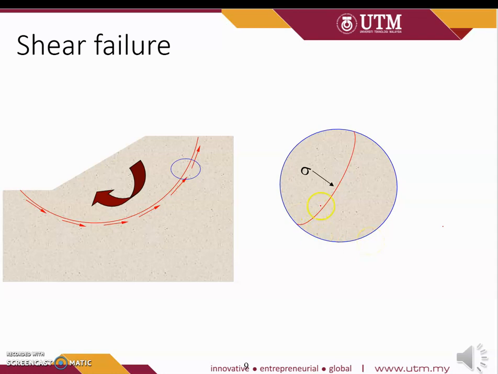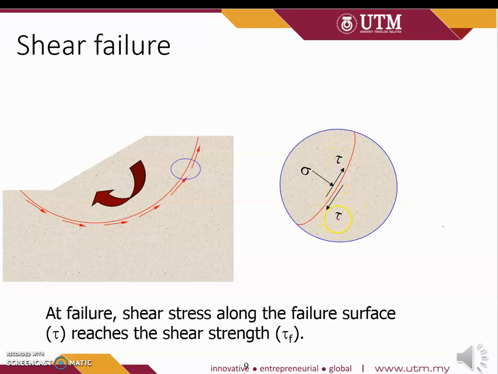At the failure line, we can still measure the normal stress, and we can have a tau mobilized and also a tau that resists the failure. As I mentioned in the previous video, at the failure surface, when the shear stress reaches failure, it is reaching the shear strength, tau F.